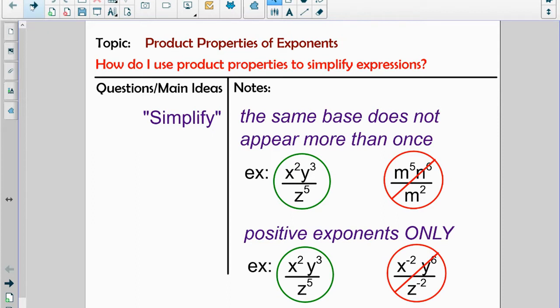So that's just something to keep in mind as we look at simplifying our expressions using the product properties today. Just remembering that in our answer, we have to make sure that the same base does not appear more than once and that you have positive exponents only.